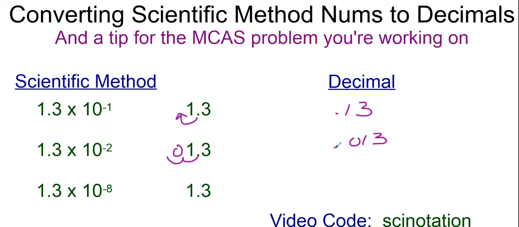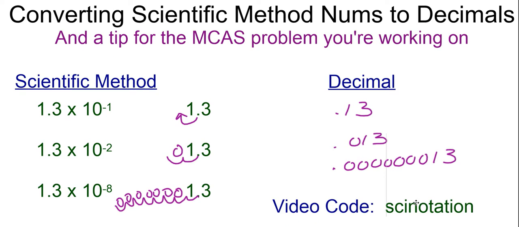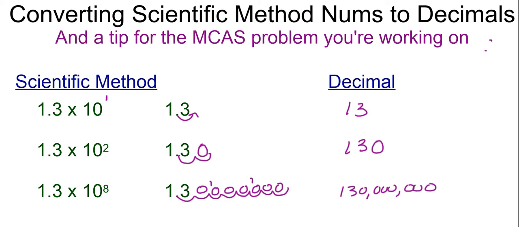And here's the big one. 1, 2, 3, 4, 5, 6, 7, 8. I got room. 0, 0, 0, 0, 0, 0, 0. So 7 zeros. 1, 2, 3, 4, 5, 6, 7, right? So that's going to be 0.00000013. Okay? So that's how scientific notation works, and you'll need that in the problem you're working on. You'll need this kind here.